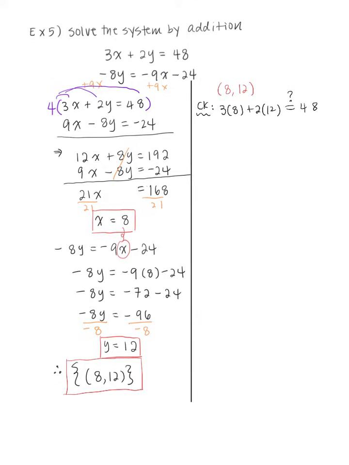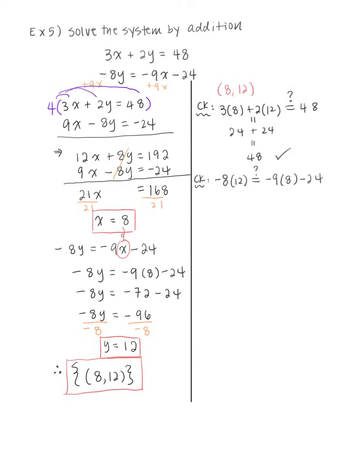All right, let's do it. So here, let's just compute the left-hand side. 8 times 3, 24. 12 times 2, 24, which equals 48. Yes, it checks. Now let's go with the second equation. So the question is, is negative 8y, which is negative 8 times 12, going to equal negative 9x, x is 8, and then minus 24?